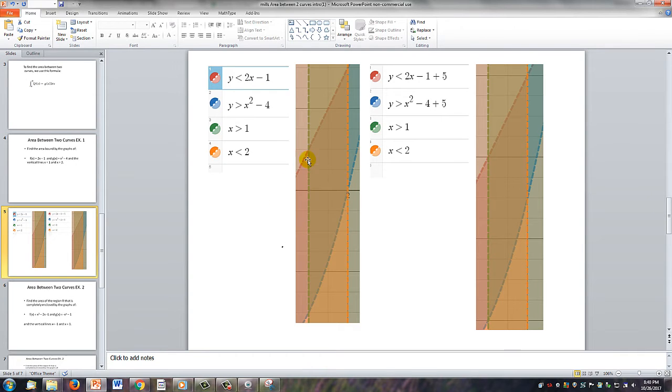The other thing is, how do you know if you have found the function that's above the other function? Well, we'll see in Excel that if there's ever any kind of debate, you can figure it out by just looking at the values that you're getting.